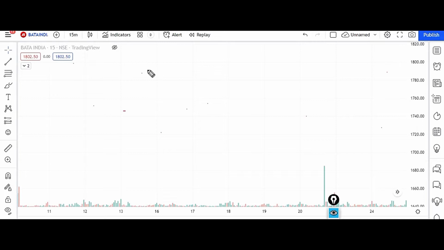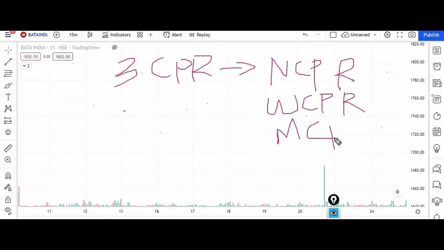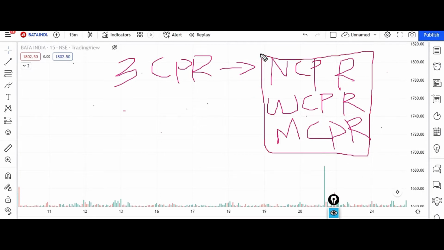There are three types of central pivot ranges you can see in day trading. What are those? The first one is narrow range CPR, the second one is wide range CPR, and the third one is medium CPR. These are the three types of CPRs you can usually see in day trading. Okay, what is narrow range CPR?